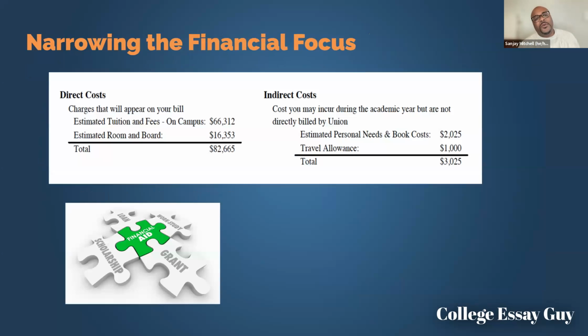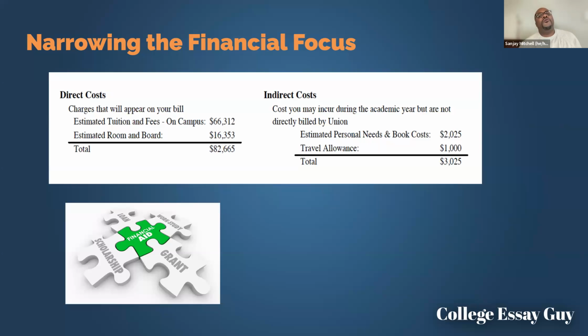This looks familiar to a lot of you, right? So you'll see the college, they'll give you your financial aid award letter. Some schools will have it right at the top. Some schools will have it as a separate attachment to the award letter. And it's really breaking down the direct cost and the indirect cost.